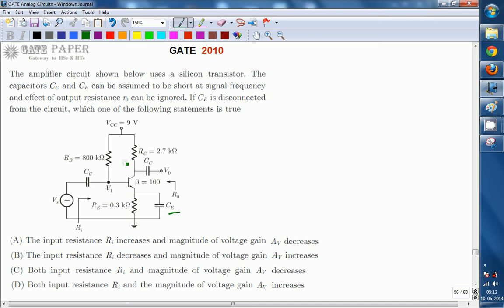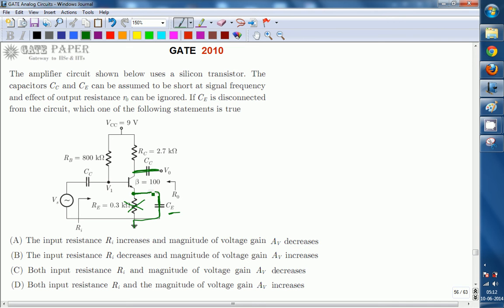Let us first consider the circuit with CE, and how it looks. In the circuit, CC and CE are assumed to be short at signal frequencies. That implies nothing but they are acting as short circuits. So the emitter is going to be directly connected through this CE towards ground. So the effect of RE is not there.